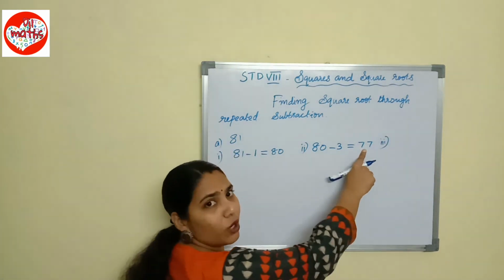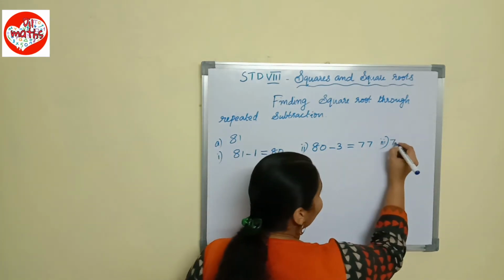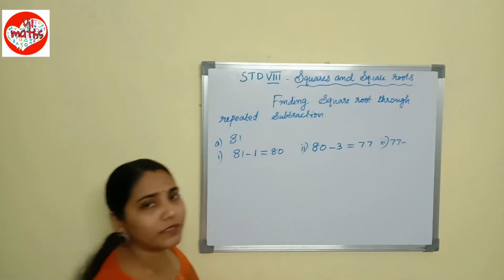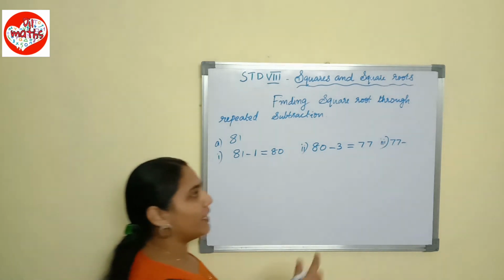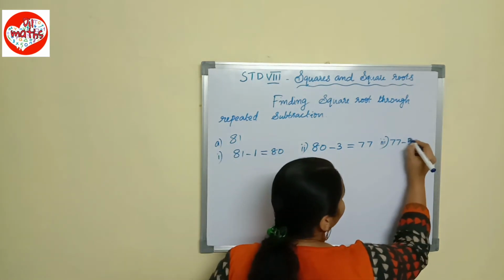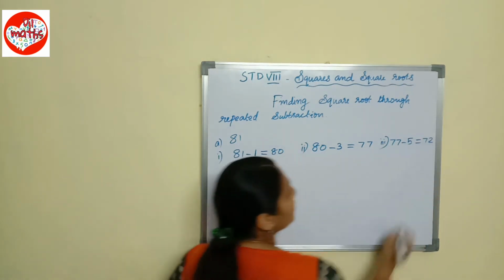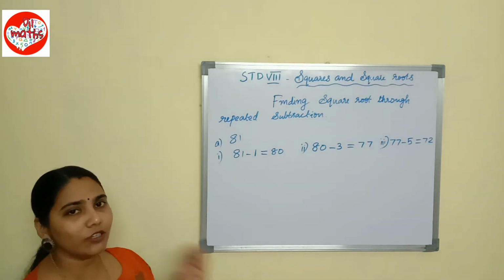So the result is what? 77. 77 minus, which is the next odd number? 3's next odd number is 5. 77 minus 5 is equal to 72. We should go like this until you get 0.